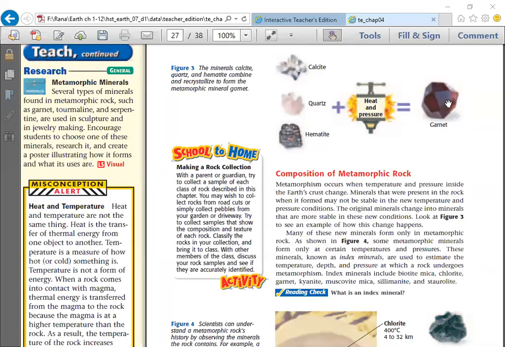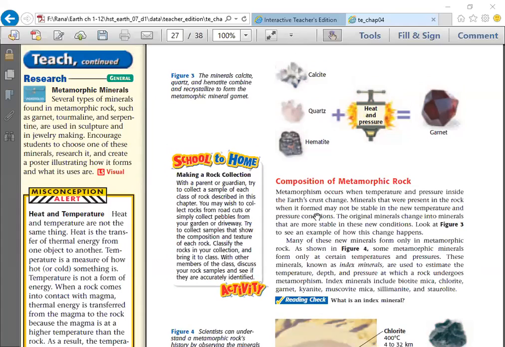Why? Because for garnet to be produced, it needs the combination of three minerals under extreme heat and pressure. Is it correct, guys? And this extreme heat and pressure cannot be found on the Earth's crust. It must be found deep, under a long depth of layers of Earth's crust. Is it clear, guys?